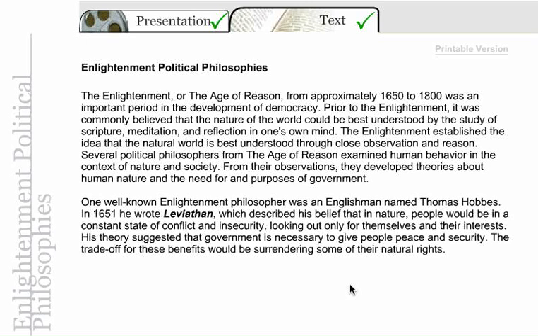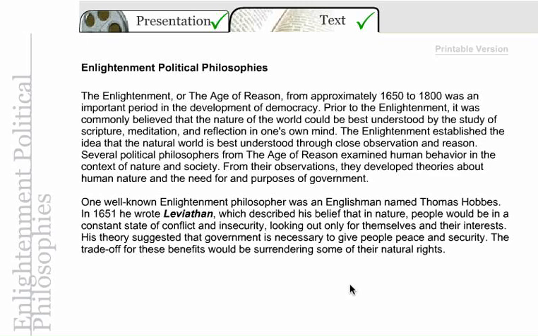So this is that whole scientific approach versus just internal meditation or some arbitrary belief. And some of those political philosophers from that time talked about human behavior and the study of it through a science or through observation. And through that they developed these theories.